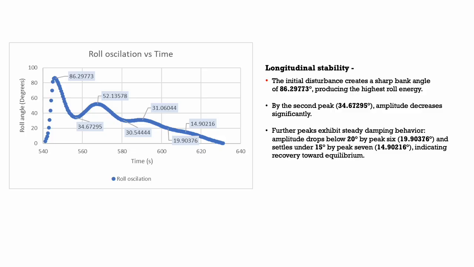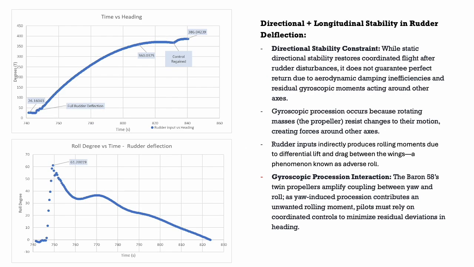Heading versus time clearly shows that after rudder deflection introduced a yaw disturbance, the Baron 58 leveled out and began to stabilize without performing a full 360 turn to return to its original heading. This behavior is consistent with the principles of static directional stability, where the vertical stabilizer generates a corrective force to counteract yaw disturbances.